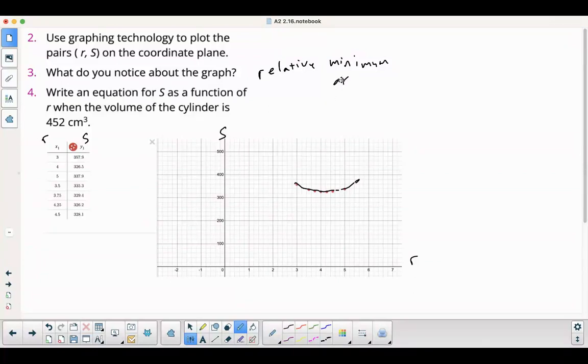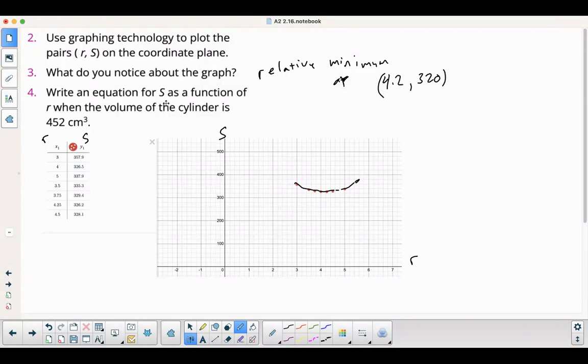at, looks like it's maybe right about here, 4.2, and then the y coordinate looks like, I don't know, 320 maybe. I'm just kind of guessing here. I would definitely want to be lower than these numbers. So yeah, 4.25 is at 326, maybe 324. I don't know. Hard to tell there. But yeah, definitely a relative minimum.